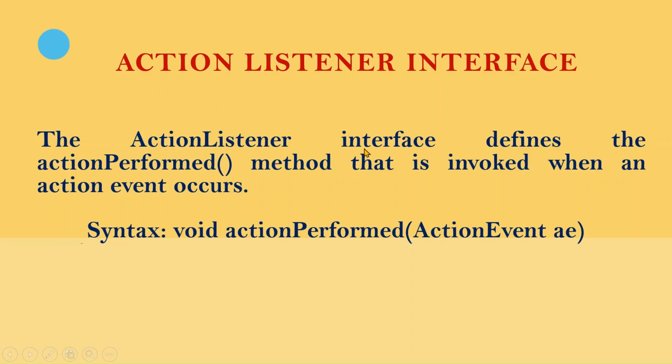Now the action listener is what? It is an interface which defines a method called actionPerformed that is invoked when an action event occurs. So this listener interface is holding one abstract method called actionPerformed. Whenever the event is generated, that information is given to the listener. As an example, an action event is generated when a button is pressed. That information is given to the action listener. The action listener is holding a method called actionPerformed. This method should be implemented. Inside this method only we write the actual action to be performed when any action event occurs. So here the syntax is void actionPerformed, and it is going to handle an ActionEvent.